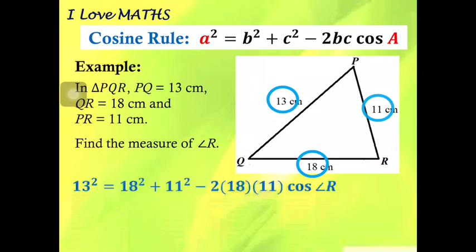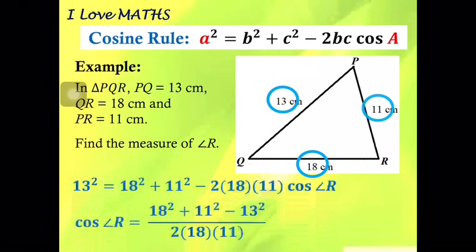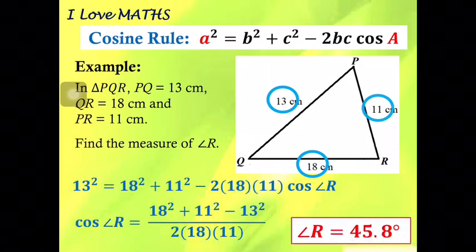So we can say the opposite side of the unknown angle R is 13, so we start with 13 squared is equivalent to the sum of the squares of the other two sides, 18 squared and 11 squared, minus 2 times the two sides, 18 and 11, cosine of the angle R. So we can simplify this as cosine of angle R is equal to 18 squared plus 11 squared minus 13 squared all over 2 times 18 times 11. Since we are computing the measurement of an angle, we need to use the inverse of the cosine. And by calculating, the value of R is 45.8 degrees in 3 significant figures.